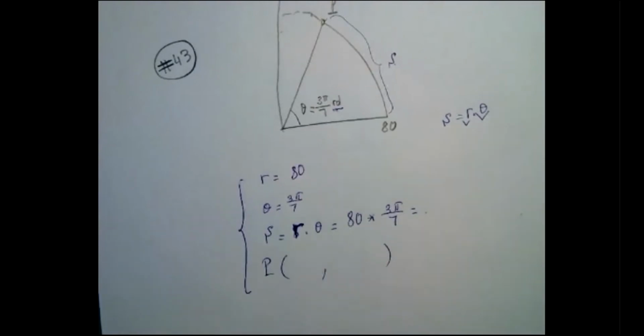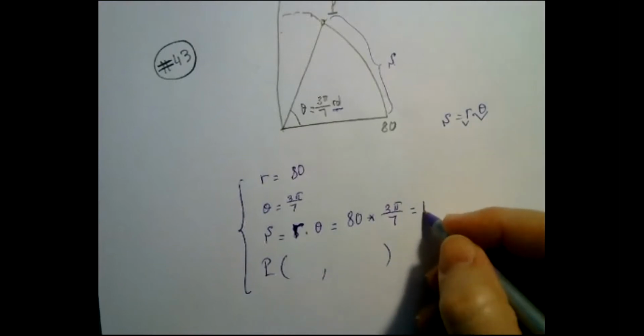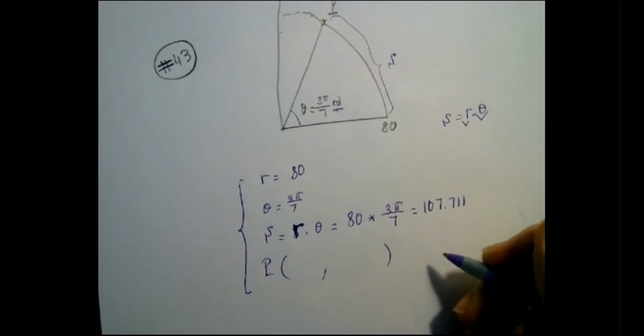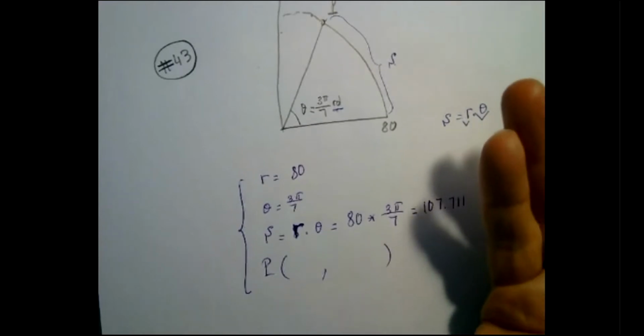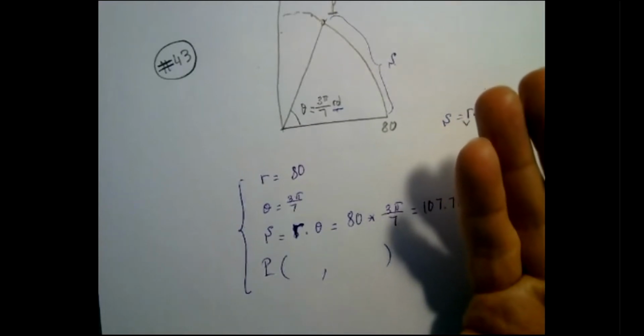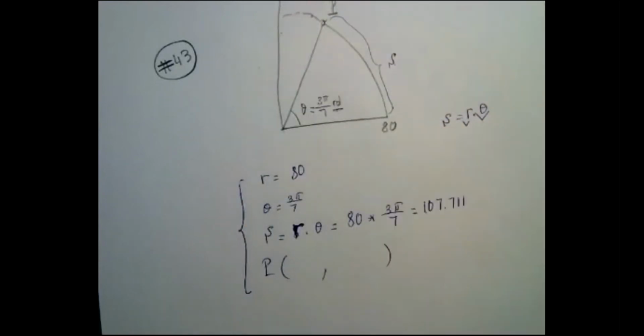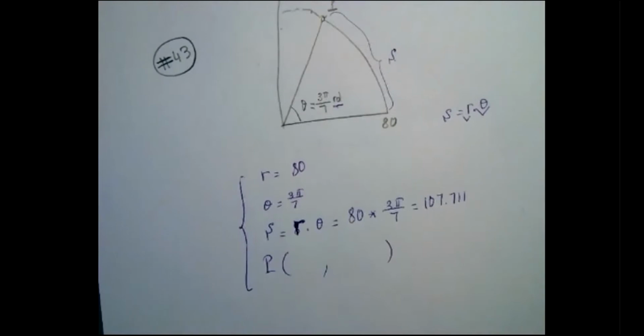Okay, if it's in degrees, you convert. If it's in radians, you keep it. So now finally, what is S? Now you can pick up your calculator and compute those numbers. Times 3 pi and divided by 7. So I'm getting 107.711. And the unit, they don't give us a unit, so whatever. If it's inches for the radius, the length is in inches as well.